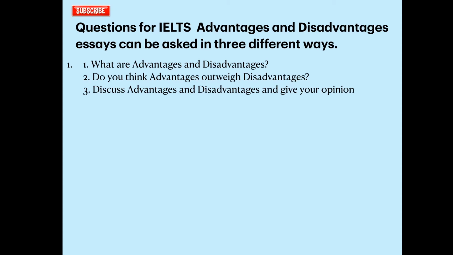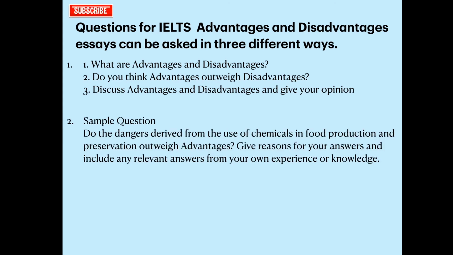Now let's see the sample question. The question prompt is given here. Let's read out the question. Do the dangers derived from the use of chemicals in food production and preservation outweigh the advantages? Give reasons for your answer and include any relevant examples from your own experience or knowledge.